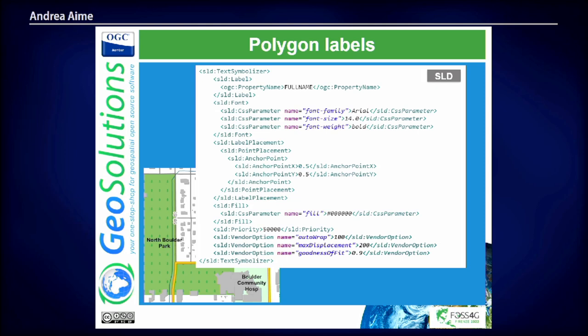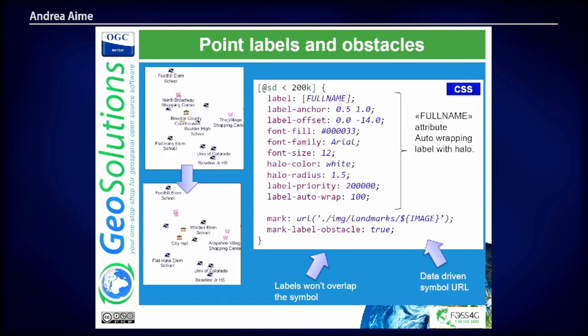Sometimes it can get ugly if my label is 10 times bigger than the polygon it's trying to label. So we typically have a 50% rule. The label has to be 50% inside the polygon. It can overlap, but we can control it.